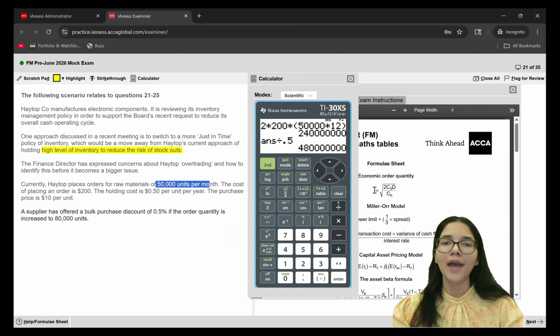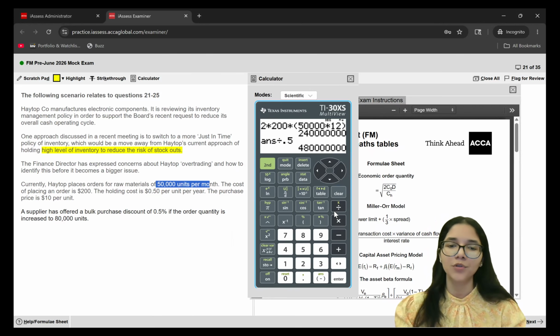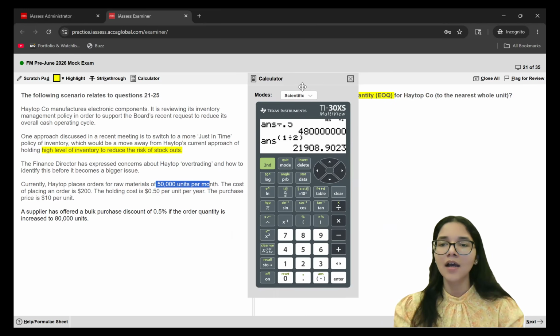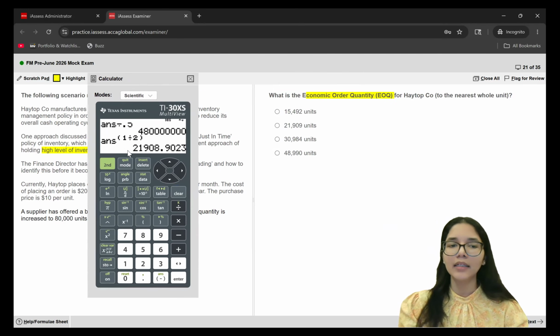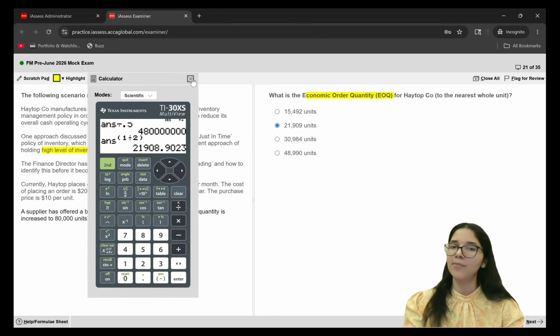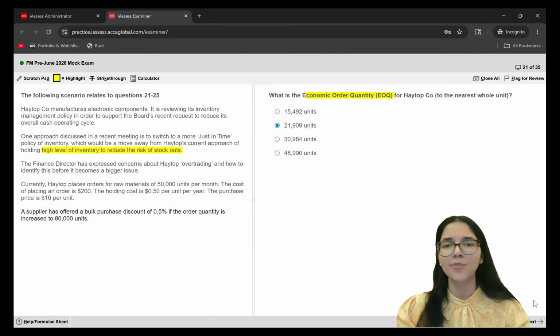And now I have to calculate the square root of this. So to calculate the square root, you simply use the raise to the power button and you raise it to the power of 1 by 2. You hit enter and this is your final answer. You have to answer in the nearest units. So 21909. This is going to be my final answer. Very simple application of the EOQ formula.